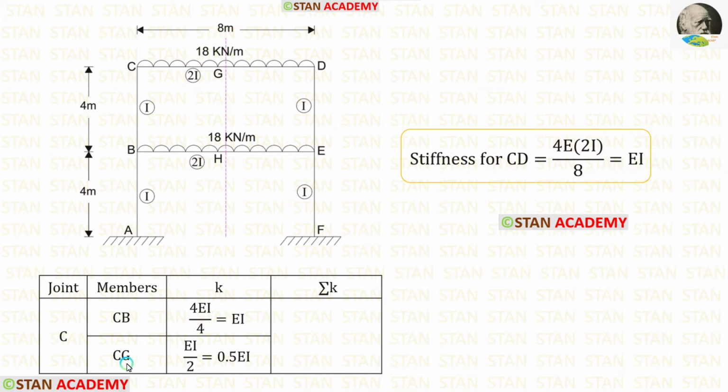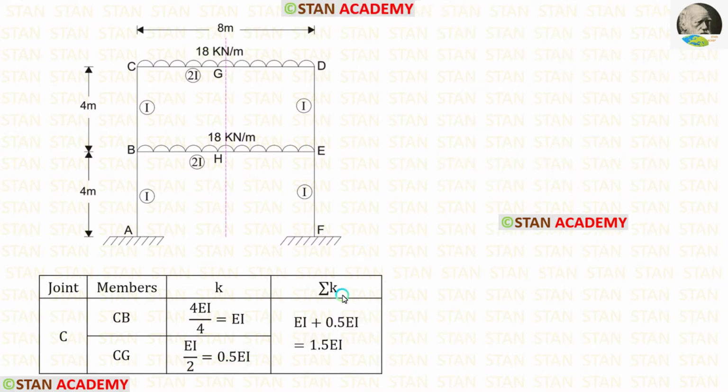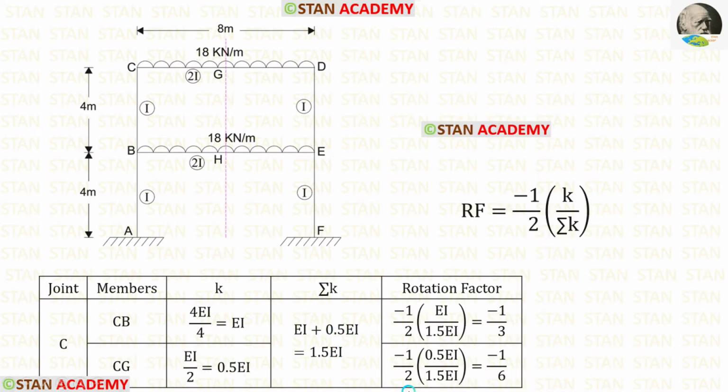To find the stiffness of CG, we have to divide the stiffness of CD by 2. When we do that, we are getting 0.5 EI. Now let us find sigma k. For that, we have to add these two values. After adding, we are getting 1.5 EI. Now let us find the rotation factor. The formula is minus 1 upon 2 into k upon sigma k. We have calculated the values of k and sigma k. Using the formula, we can find the rotation factors.